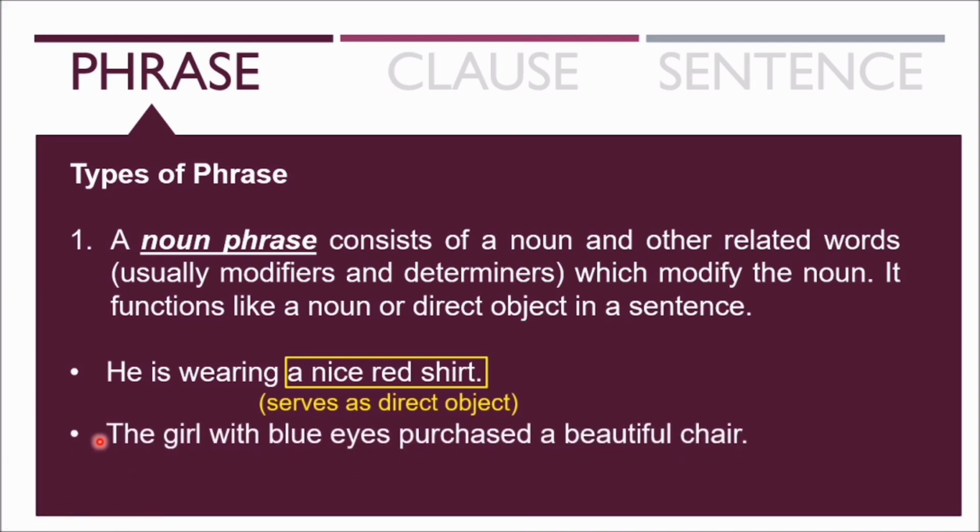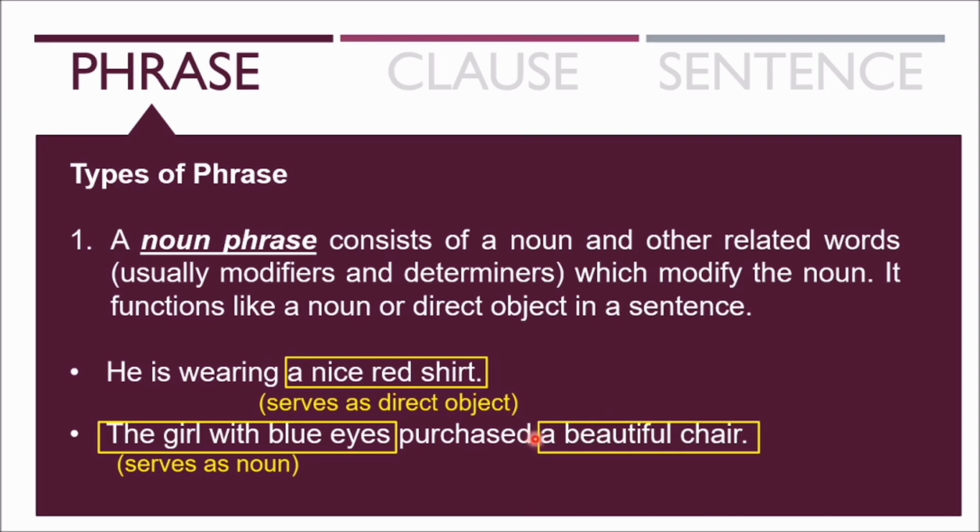Now, in our sentence, can you help me locate where is a noun phrase? If your answer is the girl with blue eyes, then you are correct. Why? Because it serves as a noun or subject in the sentence. Another correct answer is a beautiful chair, because it serves as direct object in our sentence. So here you see that in one sentence you can actually find one or more phrases, okay?